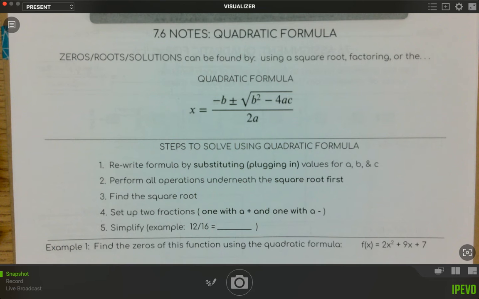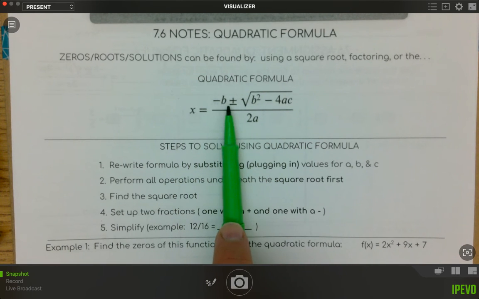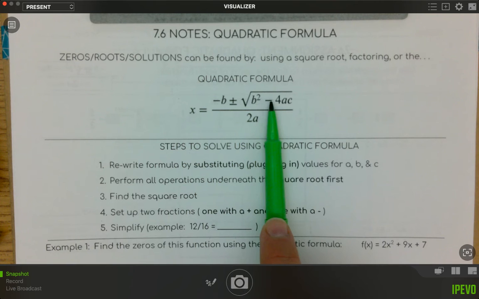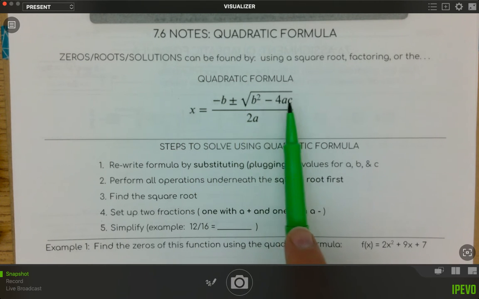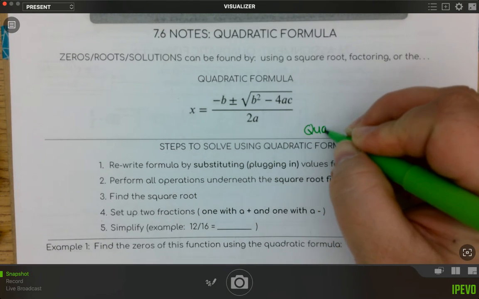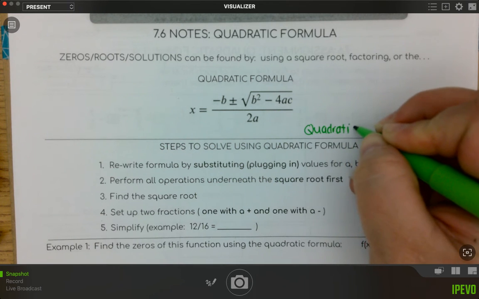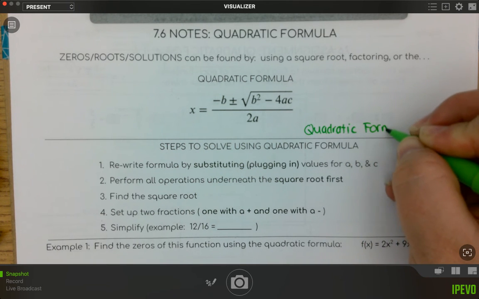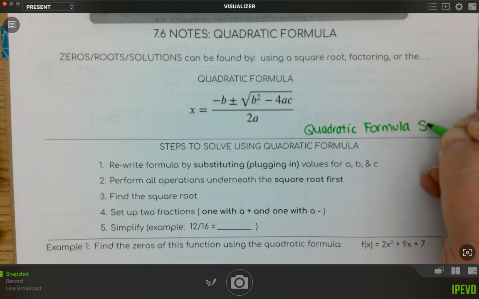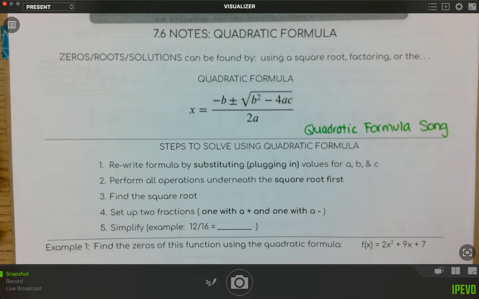So here's the song that goes along with it. It goes to the tune of Pop Goes the Weasel, and it's x equals the opposite of b plus or minus the square root of b squared minus 4ac all over 2a. And it gets really stuck in your head. In fact, I suggest Googling quadratic formula song and find a song that's catchy to you to help you remember it.